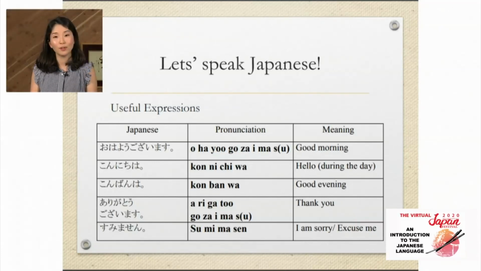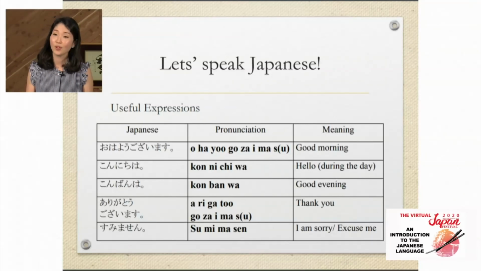Okay, now thank you. There's a long version and a short version. The long version, meaning polite way to say thank you, is arigatou gozaimasu. Arigatou gozaimasu. Now, with your friends or family member, you can say shorter version. Arigatou. Okay. Now, lastly, I'm sorry or excuse me, you can say sumimasen. Sumimasen.